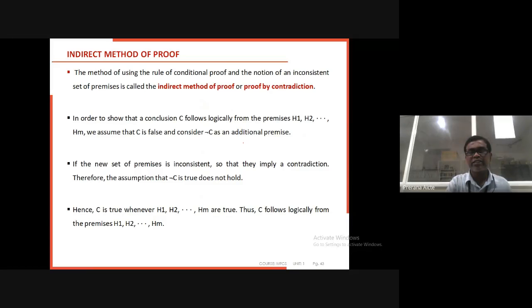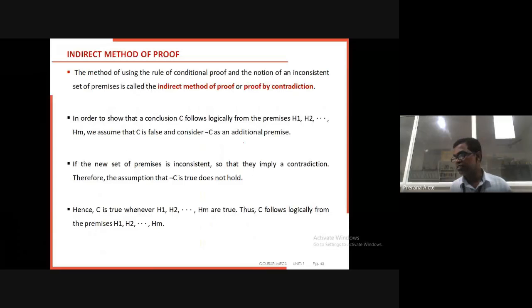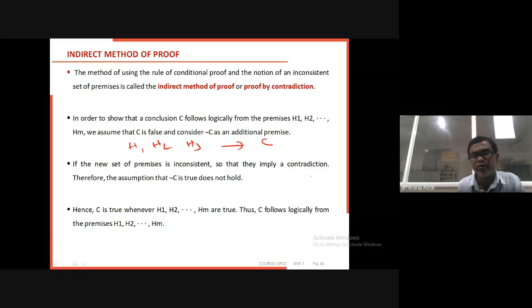And coming to the indirect method of proof, it is also called proof by contradiction. The basic idea is, given any hypotheses, H1, H2, H3, we need to prove some conclusion. In this indirect method, we assume the negation of the conclusion and add it as an additional premise. That means H1, H2, H3, H4, where H4 is the negation of your conclusion. Now by using H1, H2, H3, H4, finally we need to derive false.